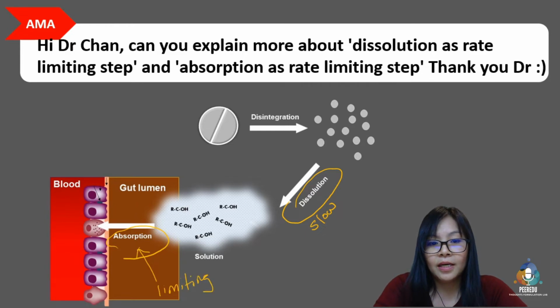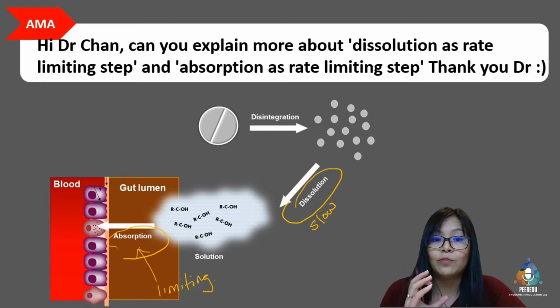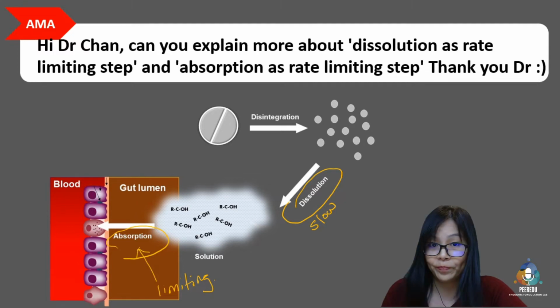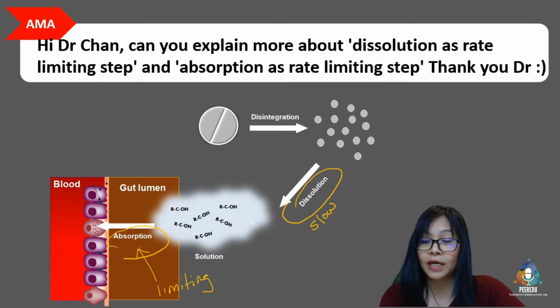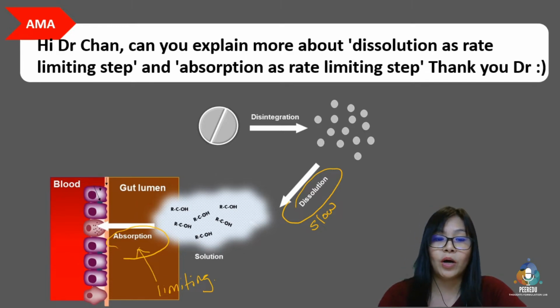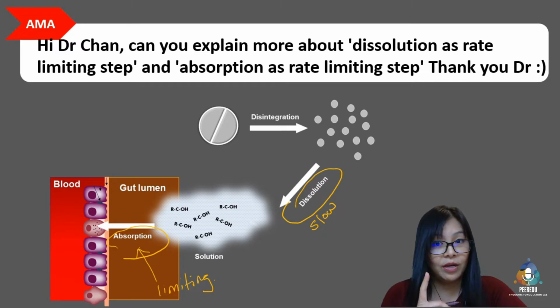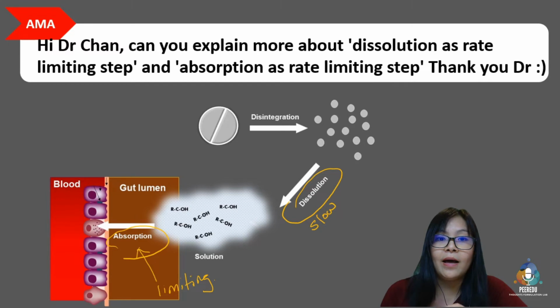In terms of absorption as a rate limiting step, there are a few factors that can cause it. For example, you may need a certain receptor to get absorbed, or the drug molecule is very hydrophilic and not compatible with your lipid bilayer, so it cannot easily penetrate. That is a rate limiting step. Another one is that the drug may be highly metabolized by first pass metabolism by PGP and CYP3A4. That can also be a cause of absorption as rate limiting step.